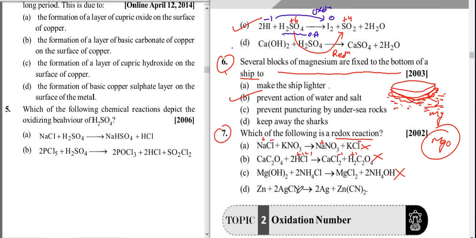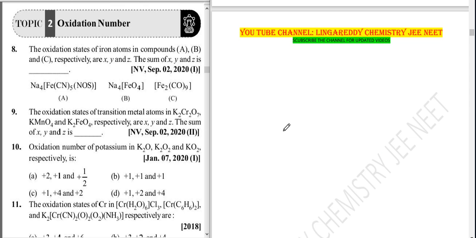Zinc displacement reaction, clear cut. Zinc is 0 here, then zinc is plus 2, Ag is plus 1, here 0, that means redox reaction. Zinc going from 0 to plus 2 is getting oxidized. Ag going from plus 1 to 0 is getting reduced. Oxidation plus reduction is there, that means redox. So D is the correct option. Next, topic 2.